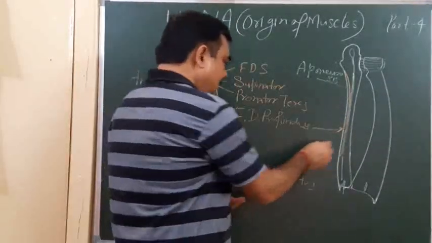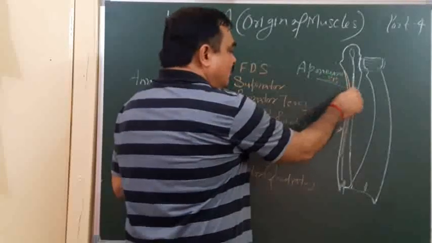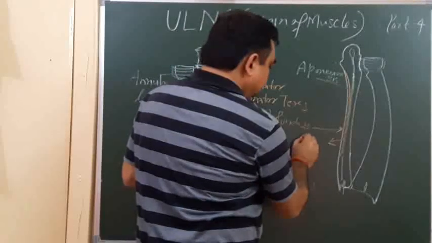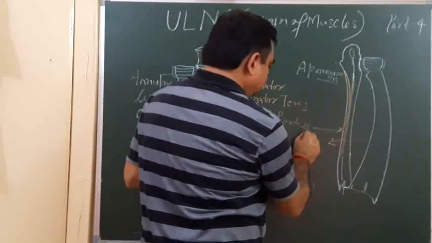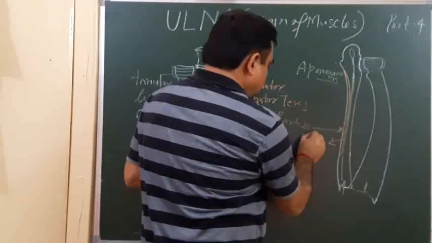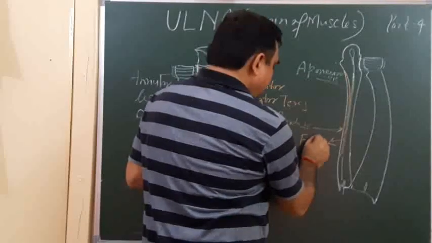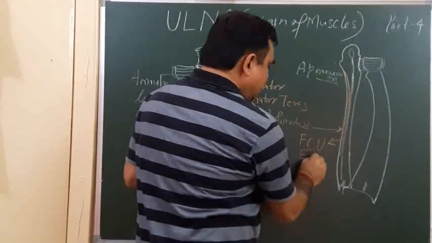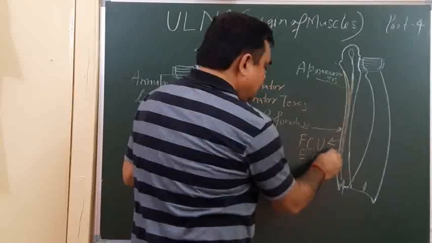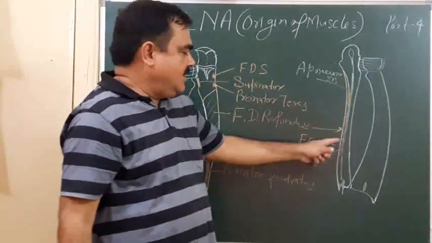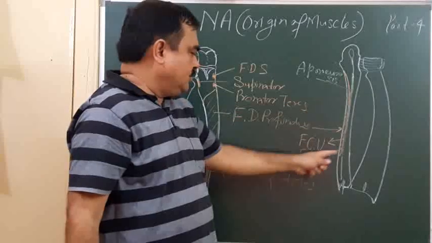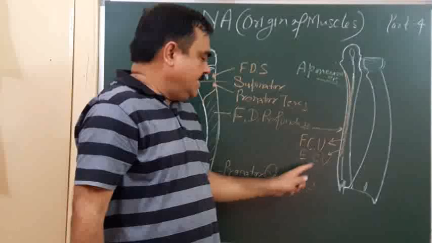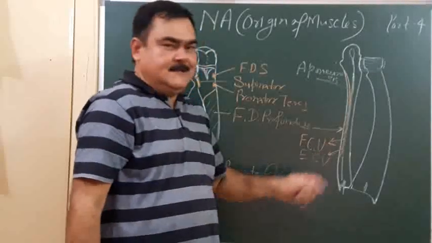Another muscle which arises from this aponeurosis. These muscles are flexor carpi ulnaris and extensor carpi ulnaris. So there are three muscles which arise from this aponeurosis. These are flexor digitorum profundus, flexor carpi ulnaris, extensor carpi ulnaris.